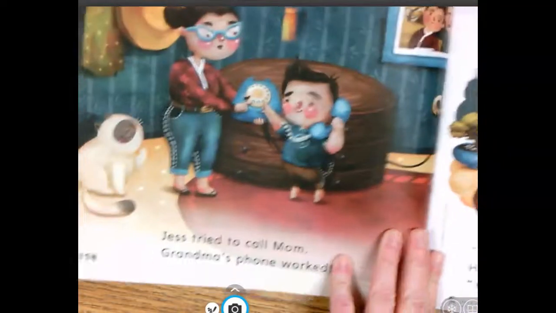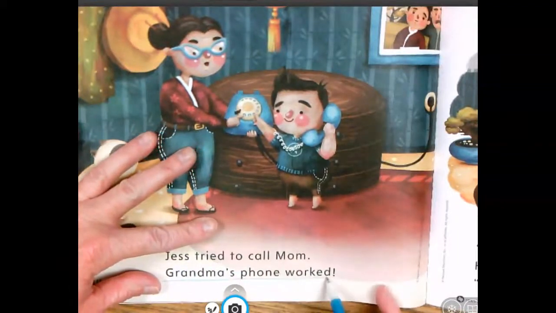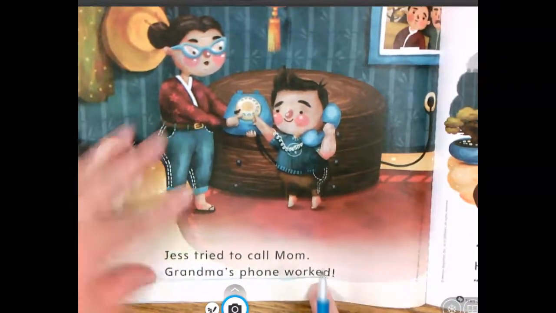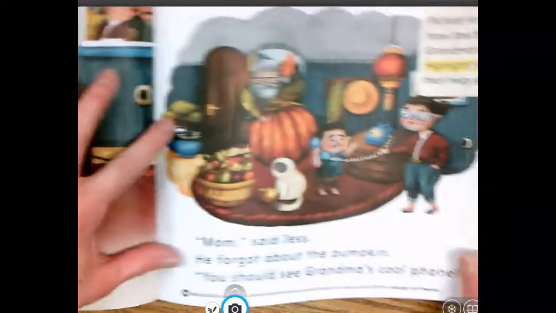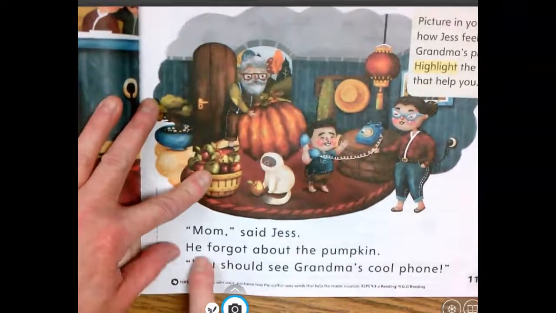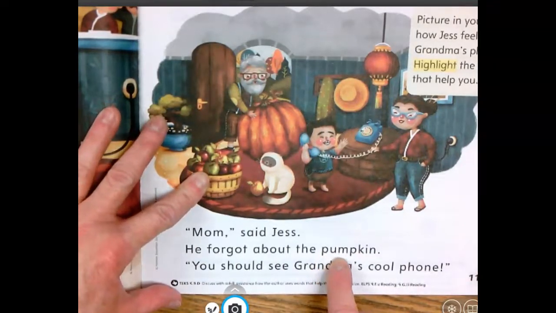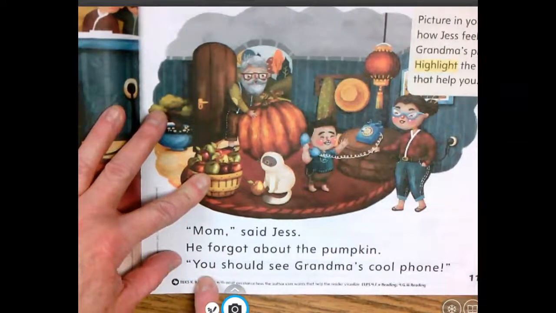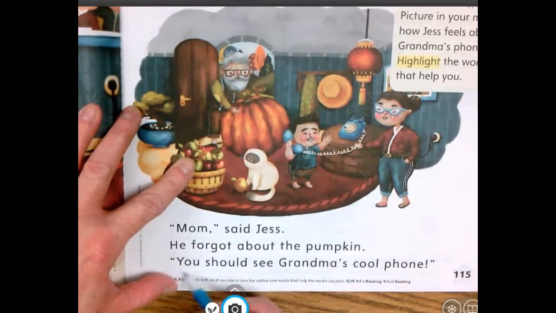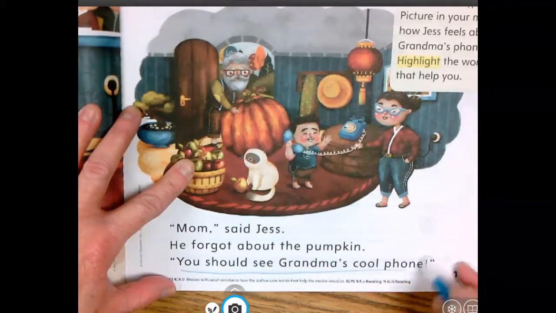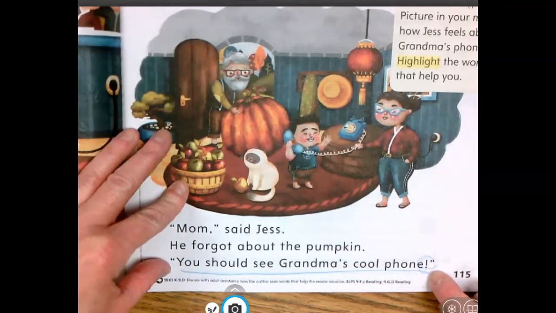Well, I think on this page, "Grandma's phone worked" gives us a clue. The phone worked. So he's happy that he can call his mom now. And then on the last page, he totally forgot about the pumpkin, which is why he was going to call his mom in the first place. And then the last sentence, "You should see Grandma's cool phone!" With an exclamation point right there. He said it excitedly. That's how he feels, excited.